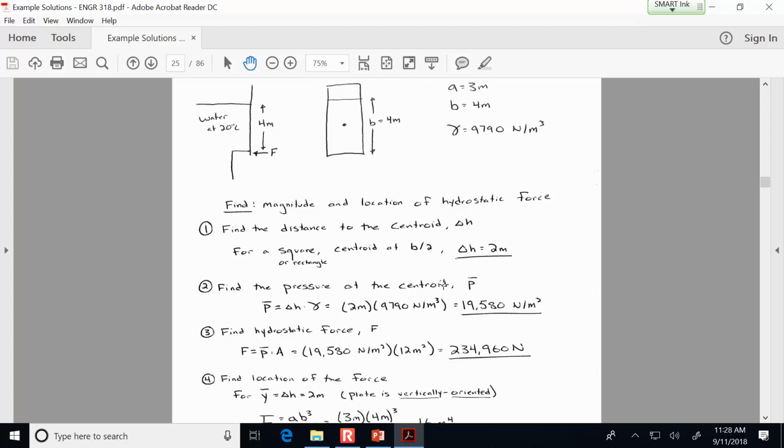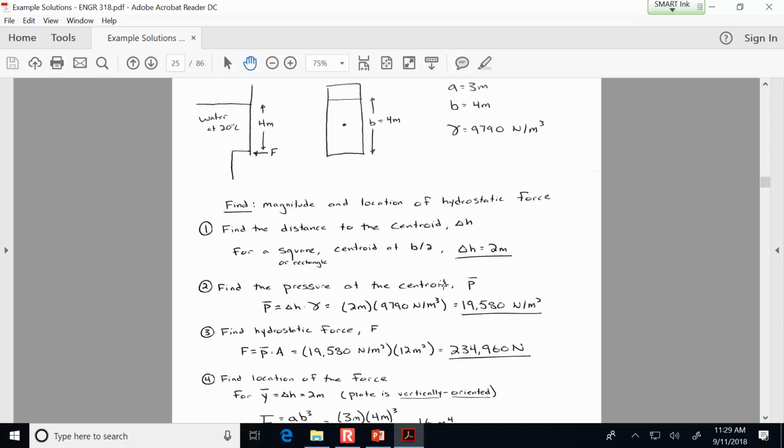So step 3, find the hydrostatic force. And the force that we're talking about is the water pushing on the gate. So from the side view, we have this gate is 4 meters tall. All right, so we want to know, here's the centroid. It's at 2 meters, and the force is acting below it. So what force is the water pushing on that gate?